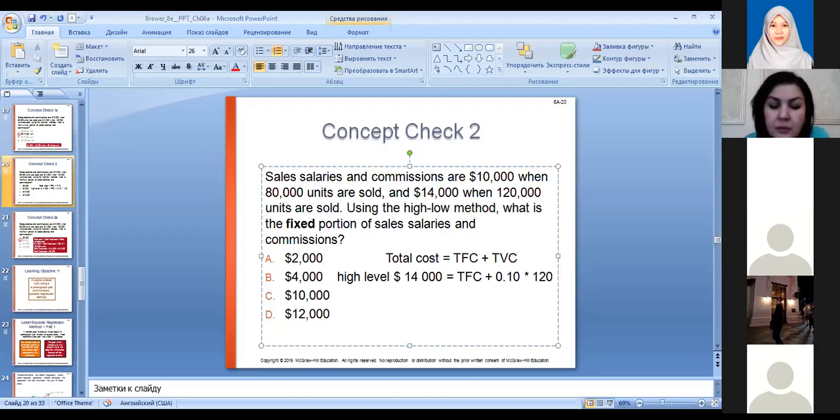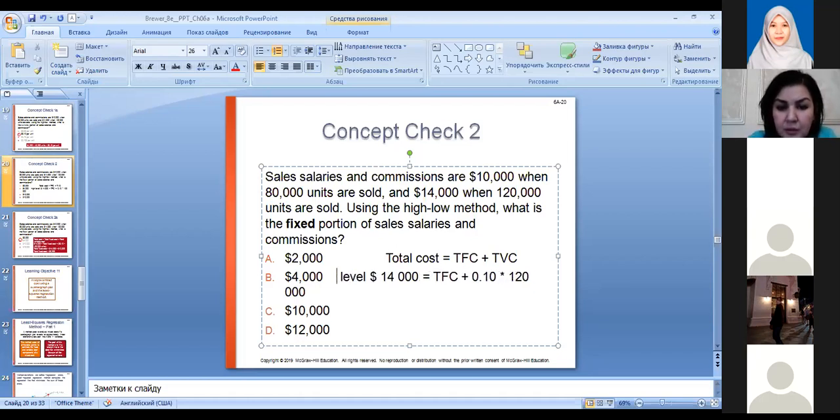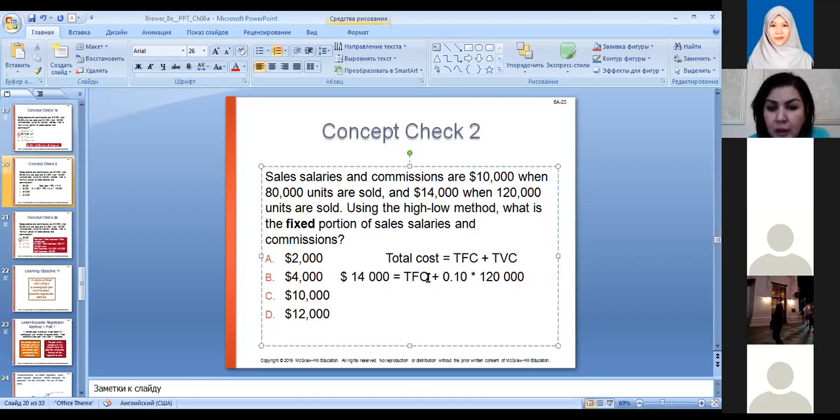120,000. Yes, 120,000. So we simply multiply by 120,000. Okay, so I just remove this high level, so you actually understood. Okay, and how can I find total fixed cost?